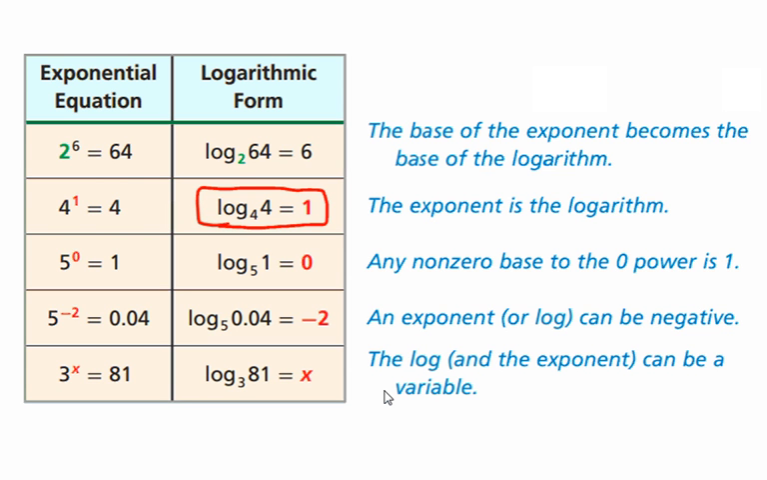As we go through, there are times when we'll have a variable. So 3 to the x equals 81. To rewrite that in logarithmic form, log base 3 of 81 equals x. That's like saying 3 to what power equals 81. So from logs to exponents and back again.